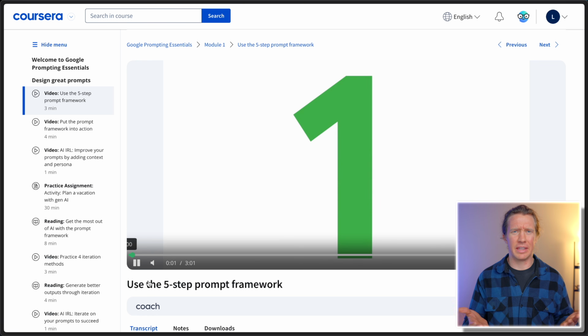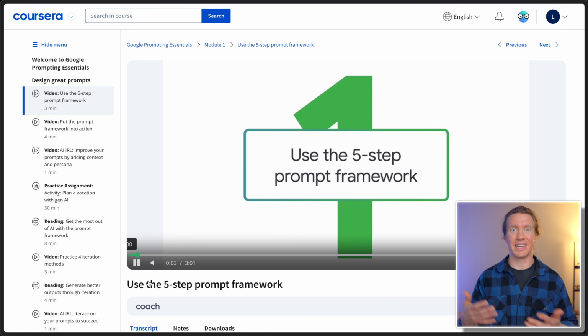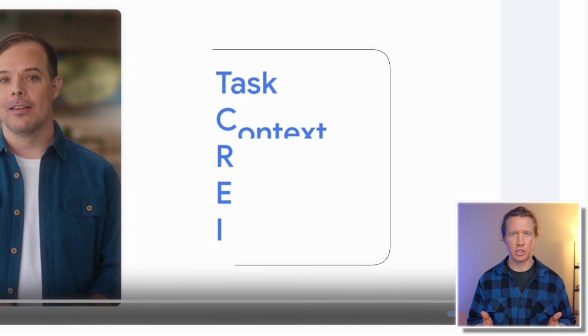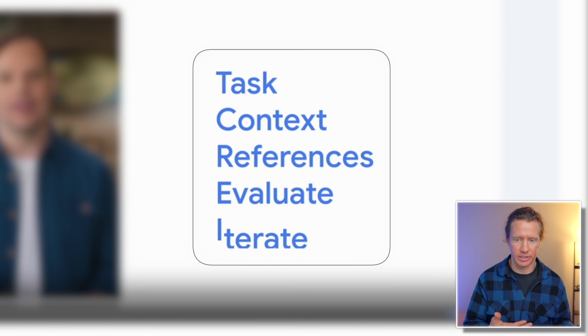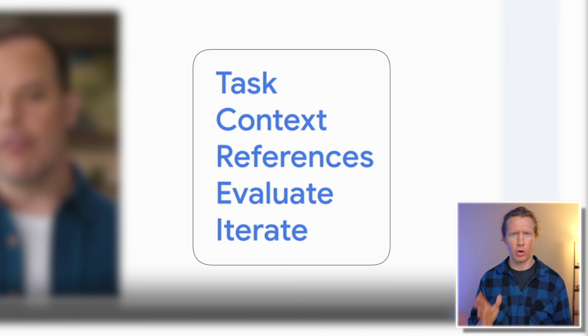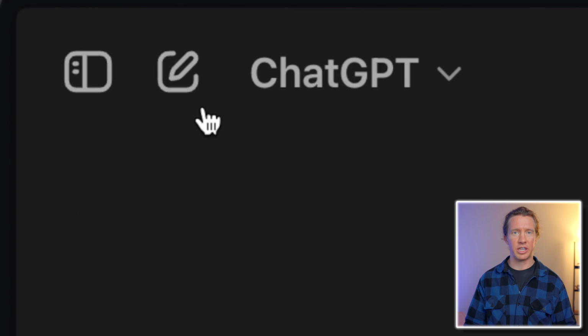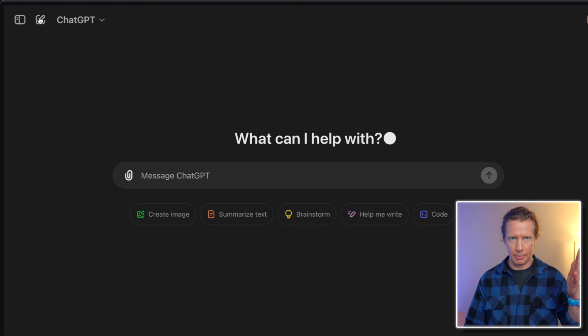Anyway, I recently found this when I was going through Google's Prompting Essentials course. They call that a prompt should be broken up into 5 different parts: task, context, references, evaluate, and then iterate. We're gonna focus first on just those top 3. For this, I'm gonna start an entirely new chat by clicking up in the top left-hand corner.